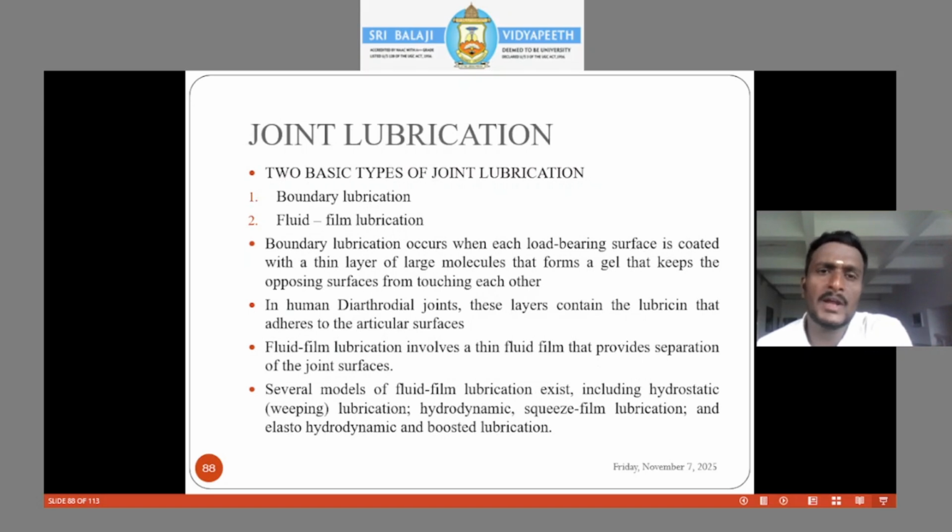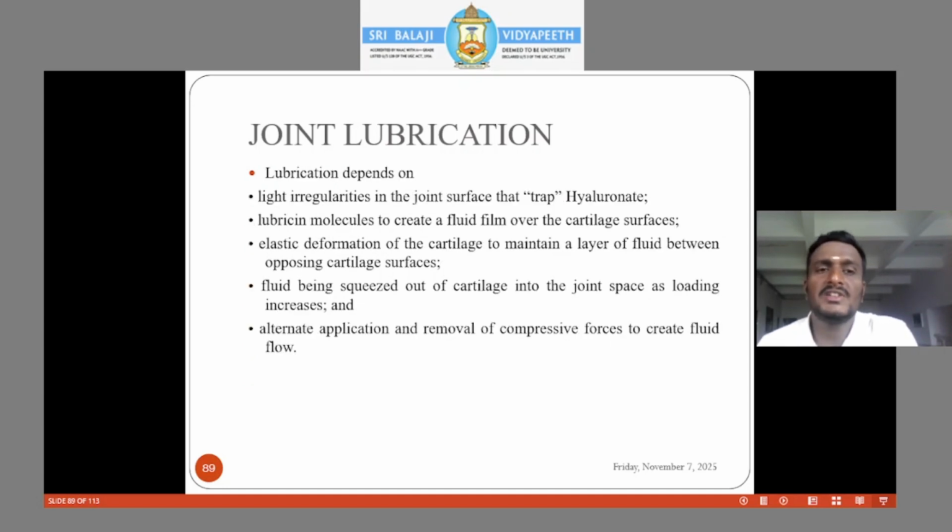Joint lubrication is of two types: boundary lubrication and fluid film lubrication. Boundary lubrication occurs when each load-bearing surface is composed of a thin layer of large molecules. In the human diarthrodial joint, these layers contain the lubricant that adheres to the articular surfaces. Fluid film lubrication depends on slight irregularities of the joint surface that trap the lubricant molecules to create a fluid film over the cartilage surface. Elastic deformation of the cartilage maintains a layer of fluid between opposing cartilage surfaces, with fluid being squeezed out of the cartilage into the joint space.